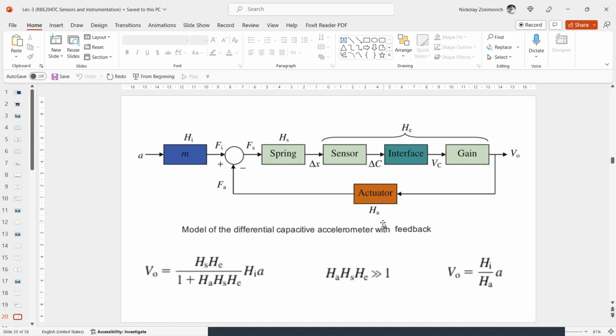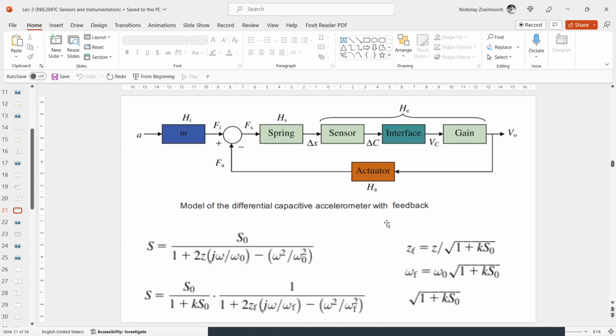Okay? And our feedback may also improve the dynamic performance of the sensor. Assume the sensor in this figure is the same, identical, right? It is a mass spring system that is described by the general second order complex transfer characteristic. We describe this by this first equation.